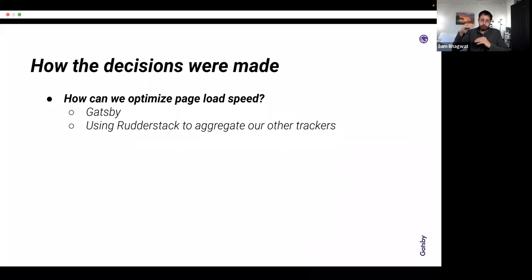Not only did they build with Gatsby, but they actually used a tool called RudderStack that helped aggregate a lot of the analytics trackers they were using. For folks that have done performance optimization or really care about performance, one of the things that often slows down your site after you use Gatsby, and that really helps. But then sometimes you have a lot of page trackers, and that slows you down. And so they used something that helped them aggregate those trackers.